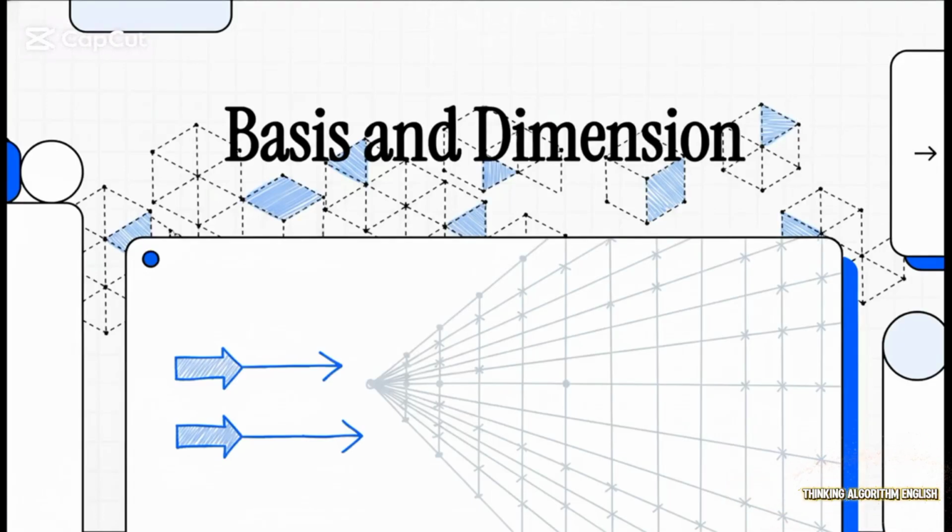All right, welcome. Today, we are diving deep into two of the absolute cornerstone ideas in all of linear algebra, basis and dimension. You could really think of these as the fundamental building blocks, kind of like the DNA that lets us understand and work with vector spaces.